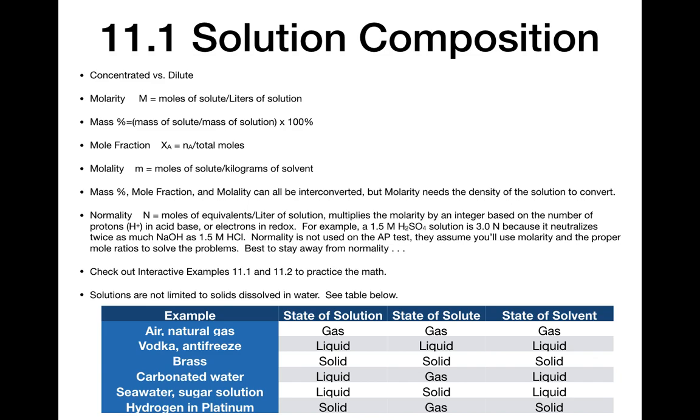Now, normality is not used on the AP test, and I'll tell you, it's kind of going out of fashion in chemistry. It's not even used that much in chemistry courses in college. We're kind of just covering all the bases by including normality here, but typically on the AP test, they expect that you will use molarity and then the mole ratios from the balanced equation to solve the problems and not to convert things to normality. So, best to stay away from normality.